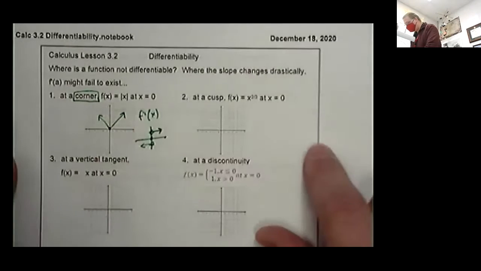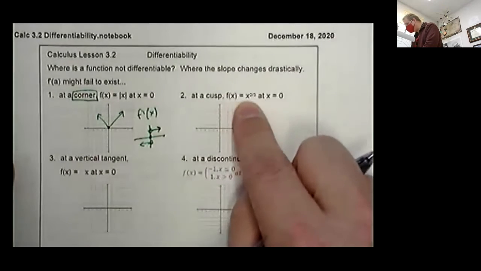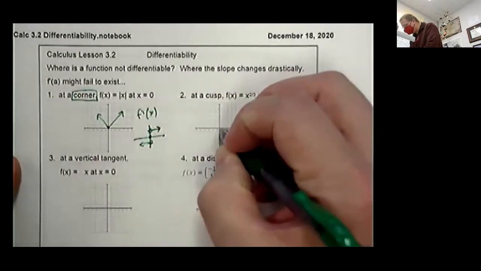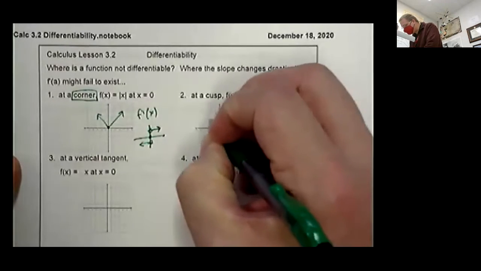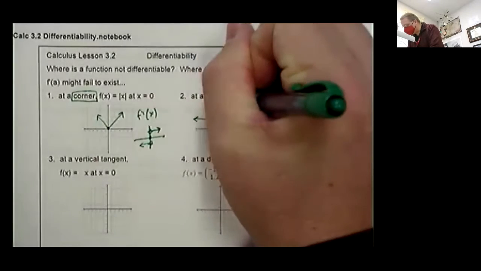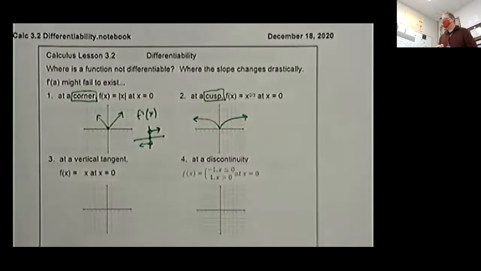Another thing we want to avoid are cusps. If we look at a graph of f of x equals x to the 2/3, we actually get a function that looks like this. It looks like a bird flapping its wings. But it's that same idea as a corner. A cusp, again, is going to have a drastic change in slope, causing a discontinuity in the slope graph.